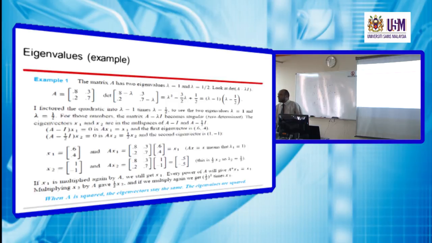Do you have any idea what a singular matrix is? A singular matrix is a matrix with zero determinant. Okay? It's here. We equate this determinant with zero to find the value of the eigenvalues. So the determinant equals zero.